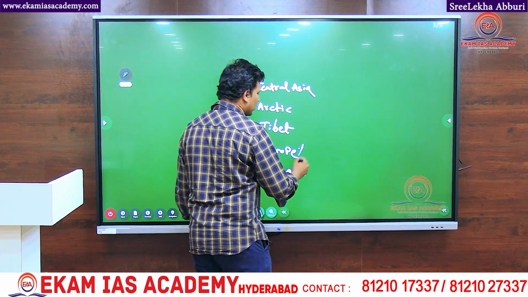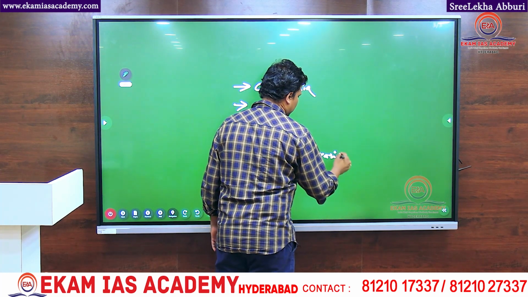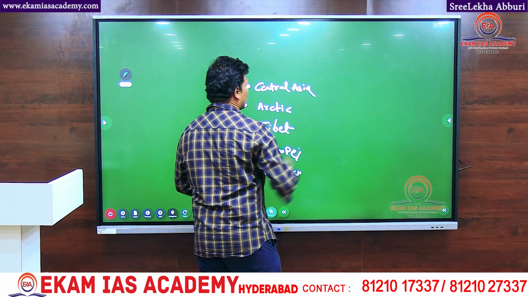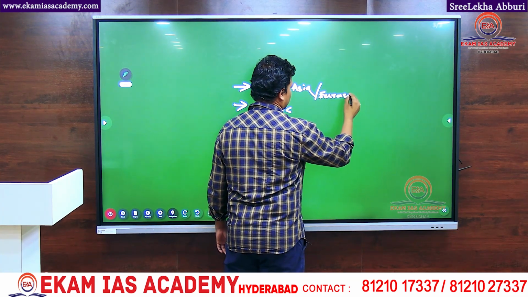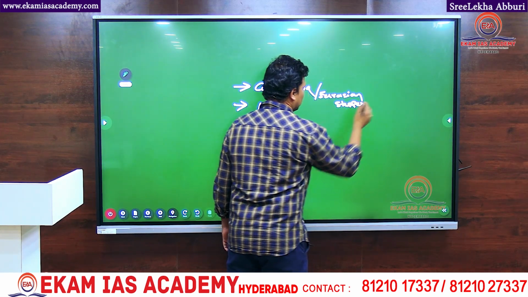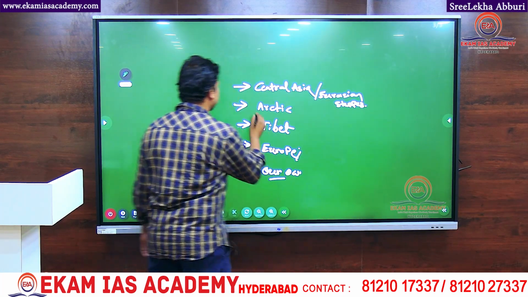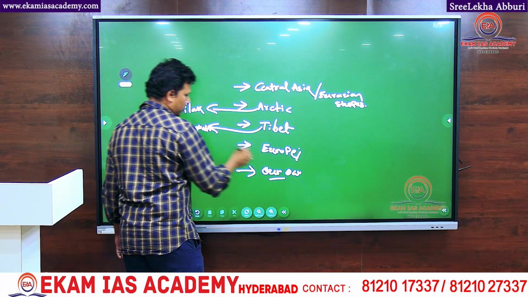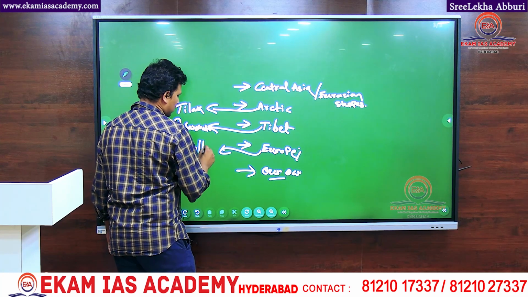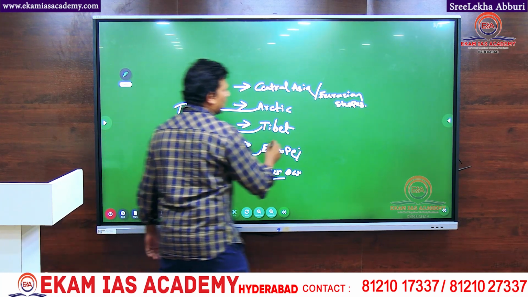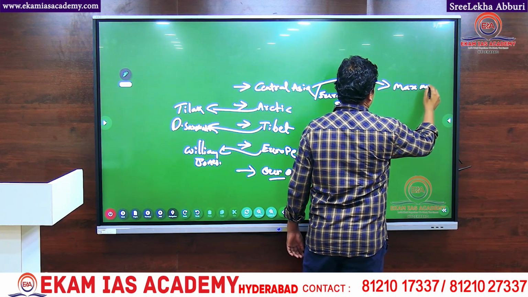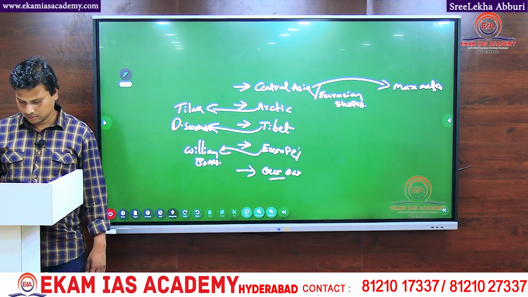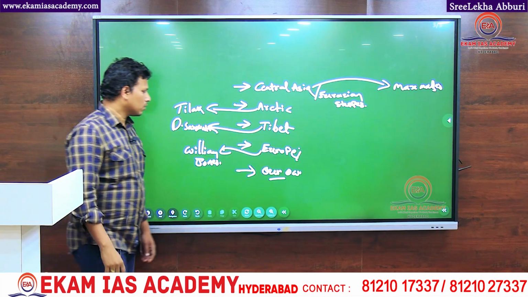Central Asia, Europe, or you can say Eurasian steppes. Tilak, Dayananda Saraswati, Europe, William Jones, Max Muller, and our own people. It is a theory given by some of the Indian historians, Sampurnananda, A.C. Das and others.